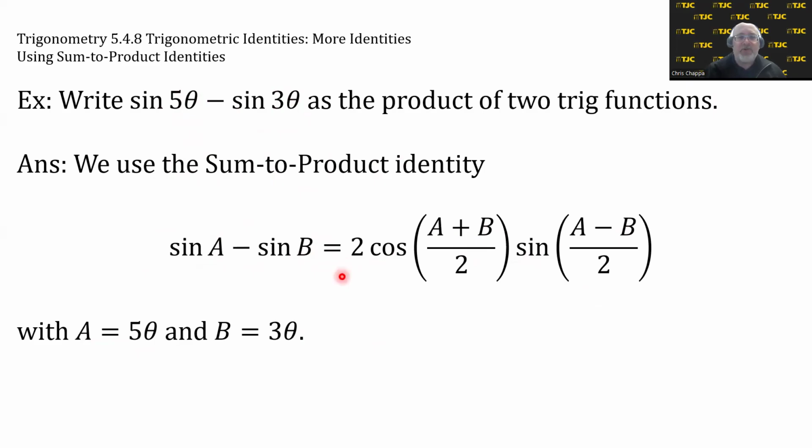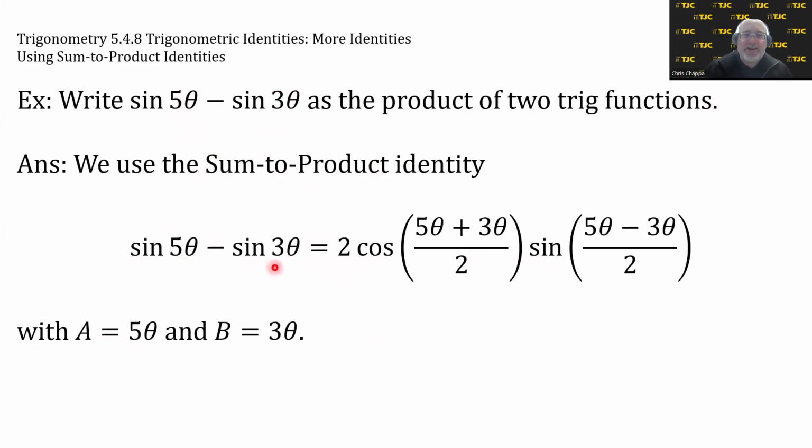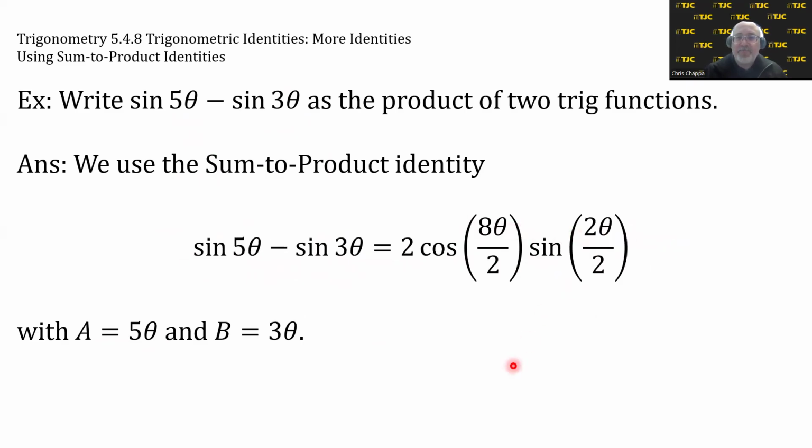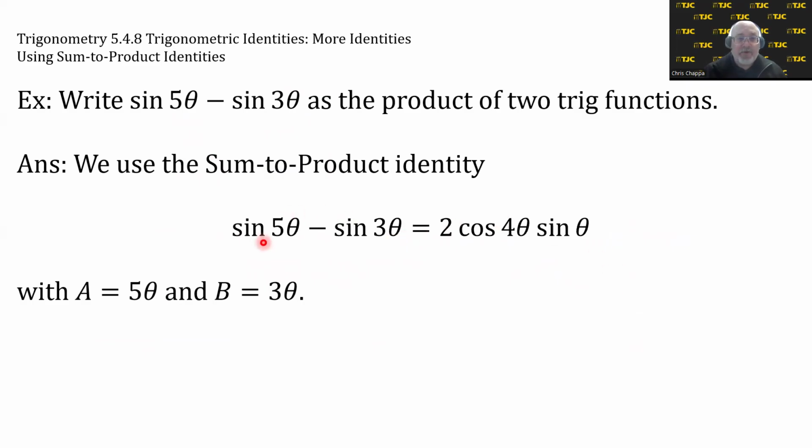If we make those substitutions, we get sine of 5 theta minus sine of 3 theta equals 2 times cosine of (5 theta plus 3 theta) over 2 times sine of (5 theta minus 3 theta) over 2. And now we simplify our expression. Inside the trig functions on the right, 5 theta plus 3 theta is 8 theta, but 5 theta minus 3 theta is 2 theta. And of course, both of those can and will be divided by 2, leaving us 4 theta and theta. So we get sine of 5 theta minus sine of 3 theta equals 2 times cosine of 4 theta times sine of theta. And that's it.